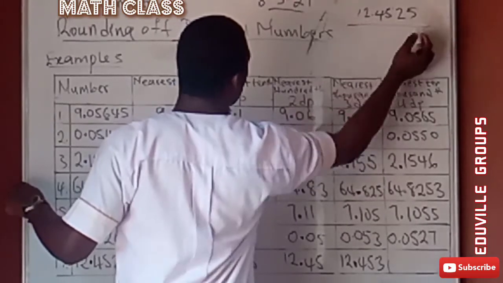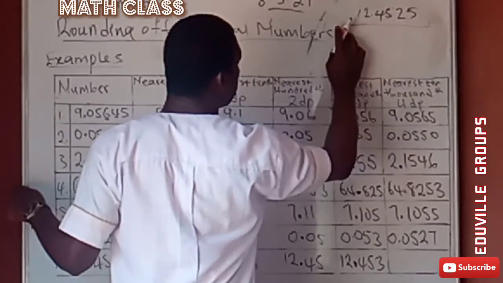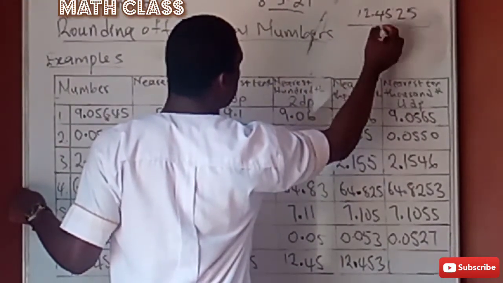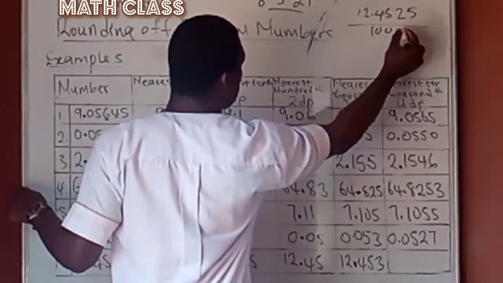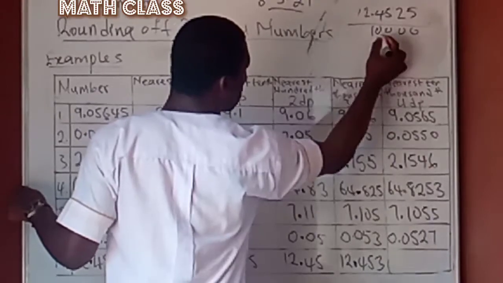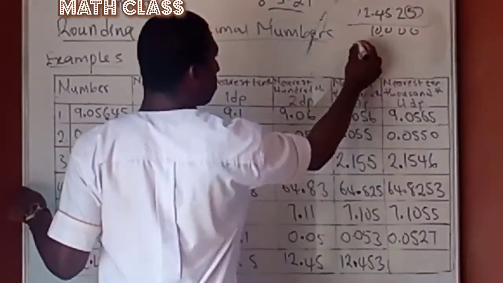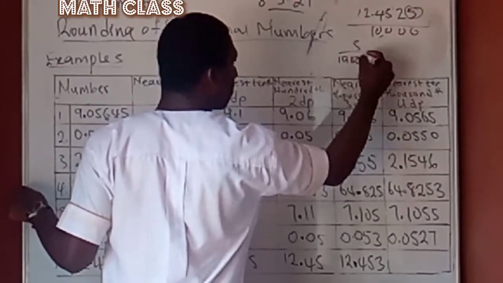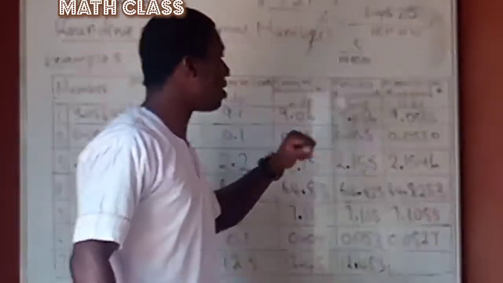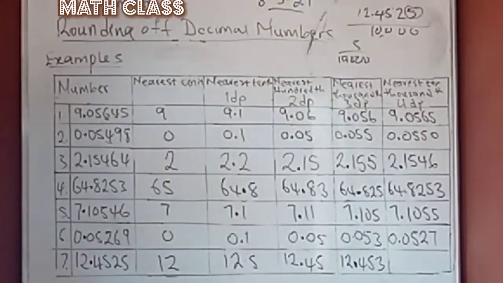Sometimes, if you are asked to change it to a whole number, you write 1 over 1 followed by 0, 0, 0, 0. What number is this? 10,000. So the value of this 5 is 5 over 10,000. That tells you that 5 is at the 10,000th place or the fourth decimal place. So it is the rounding digit.